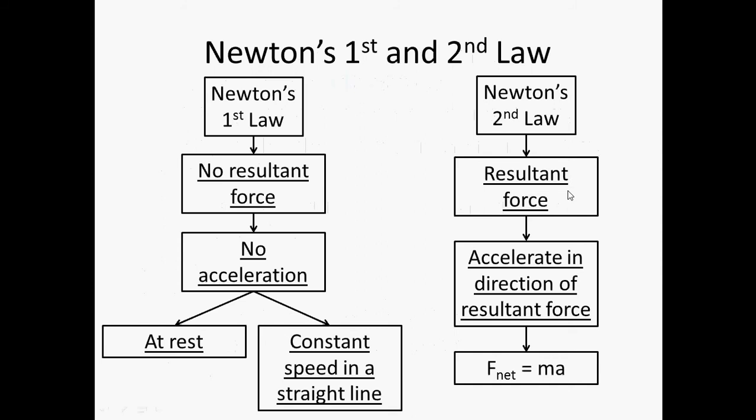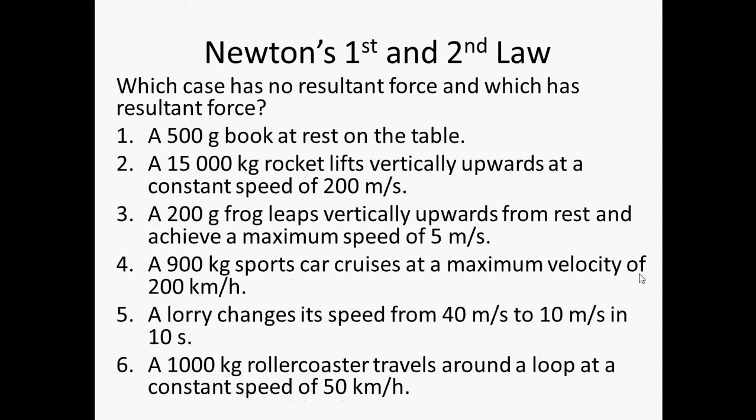So in a nutshell, Newton's first law is a law of no resultant force. Newton's second law is a law where there is resultant force. So when there is no resultant force, there will be no acceleration, and when there's no acceleration, the object will be at rest or constant speed in a straight line. And when there's resultant force, the object will accelerate, and because it will accelerate, the formula will be F net equal to ma.